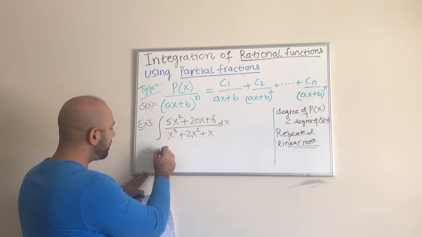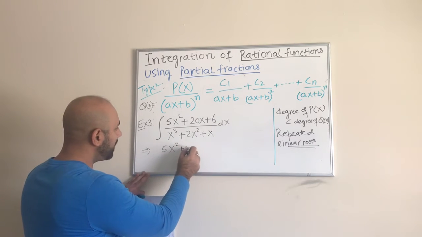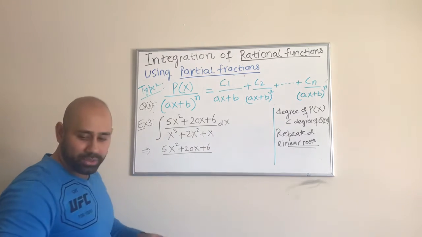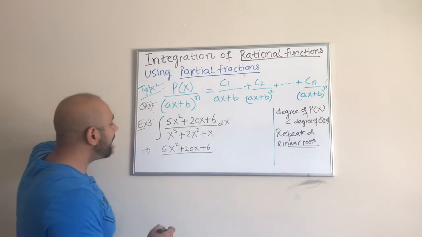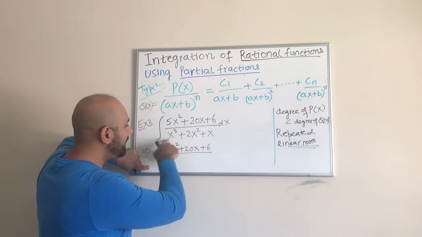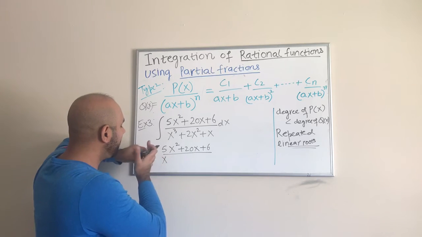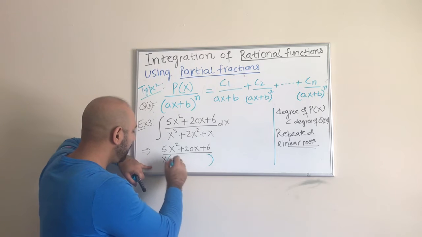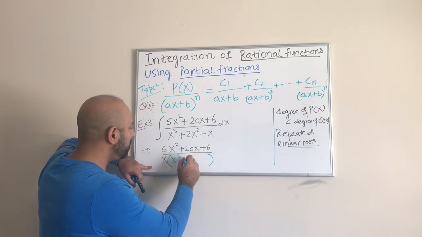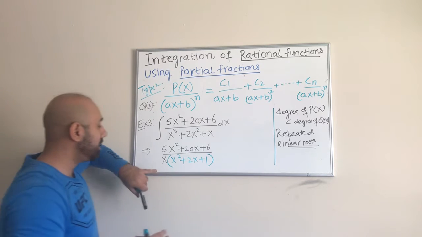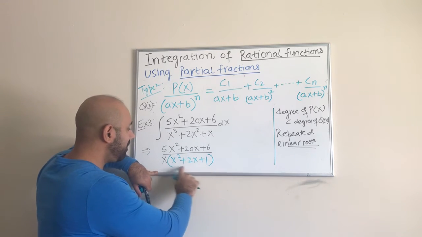We are going to take this rational function, 5x squared plus 20x plus 6, divided by the denominator. Now let us try and see if we can factor this denominator. Well, obviously we can see that x would be the greatest common factor, right? And then let us see what is left inside the parentheses. We have an x squared, then a 2x, and then a plus 1. At least I have one of the linear factors, okay?